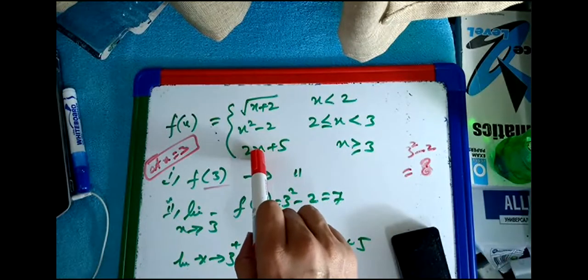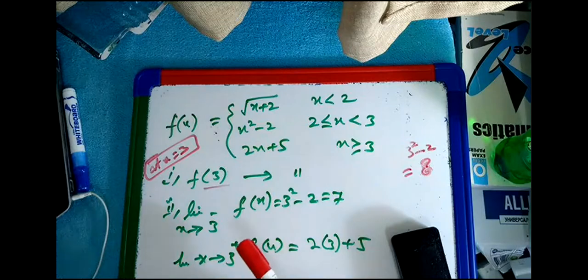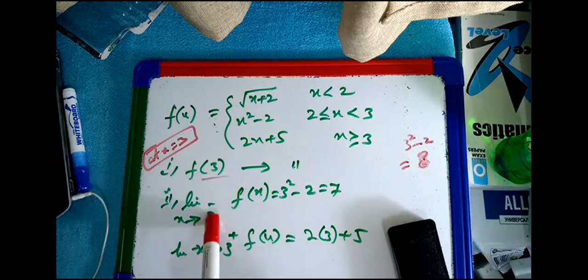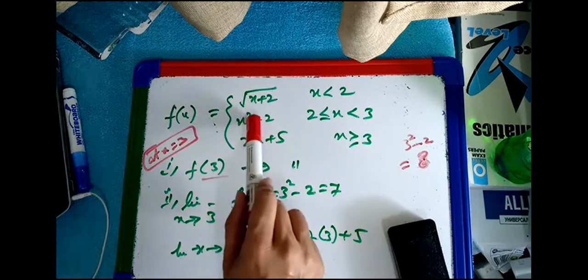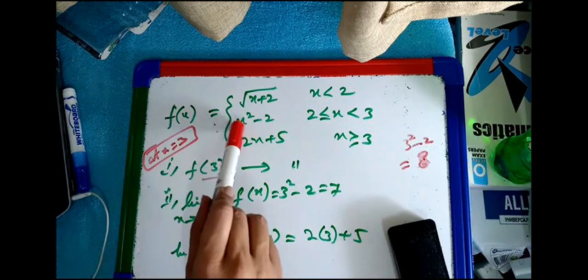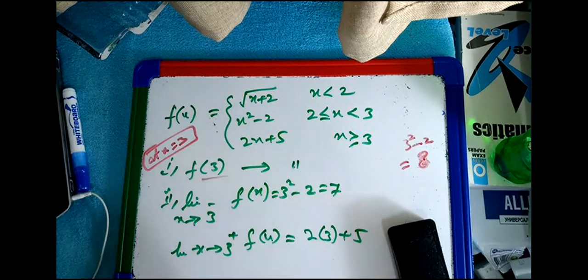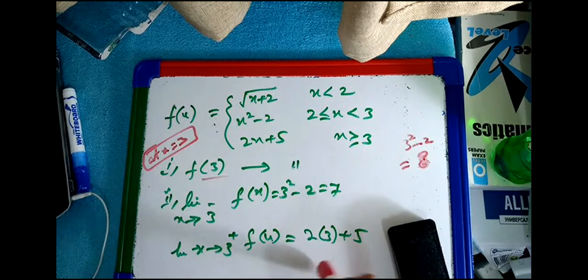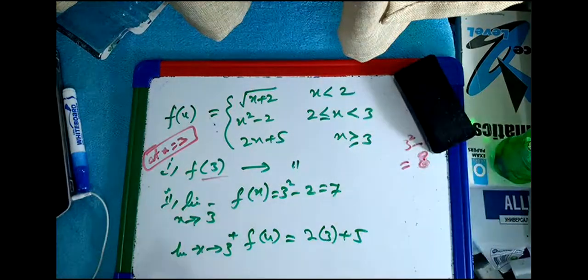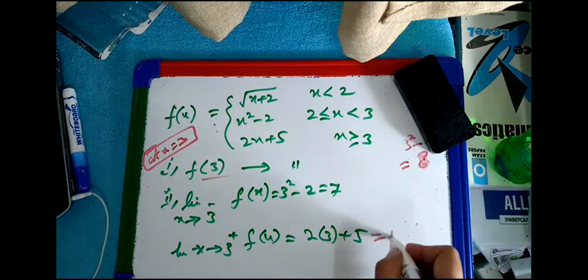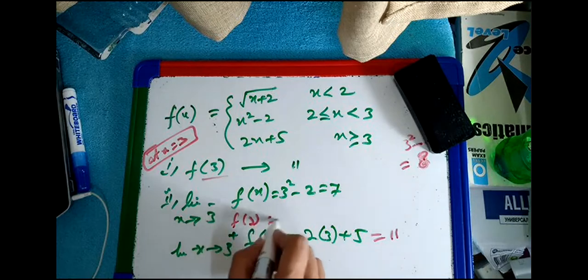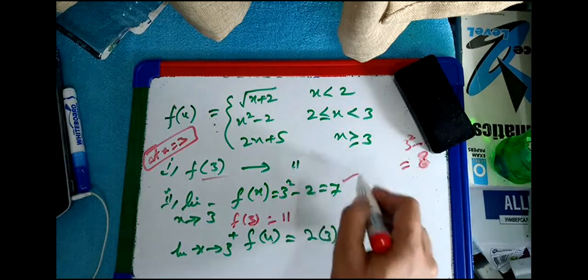2 3s are 6, and 6 plus 5 is 11. So f of 3 is 11. Now 3 minus means we will use this one, the second one. 3 squared minus 2 is 7, right? So that is 3 minus, and now 3 plus, the third one. It is 11, right? So at 3, f of 3 equals 11. So this one and this one are different.